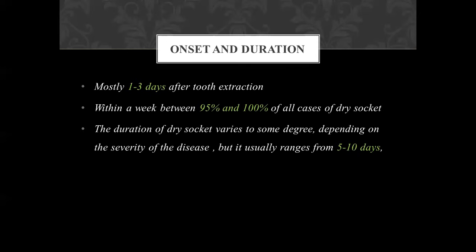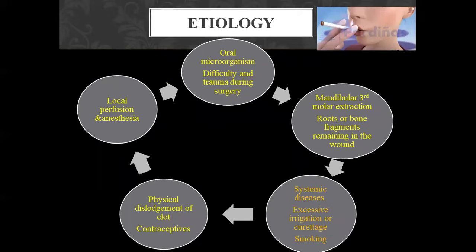Just remember these numbers. What are the possible etiologies associated with dry socket? They include oral microorganisms, difficulty and trauma during surgery, mandibular third molar extractions, roots or bone fragments remaining in the wound, systemic diseases, excessive irrigation or curettage, smoking, physical dislodgement of the clot, contraceptives, local perfusion, and anesthesia. The ultimate concept behind every etiology is that they are all associated with disintegration of the blood clot.